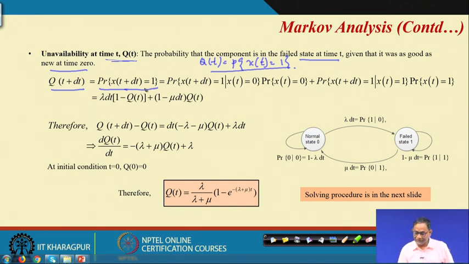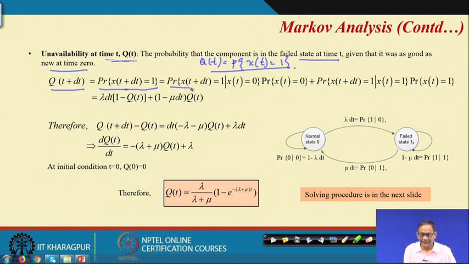So, if the component is unavailable at t plus delta t, what are the ways it can happen? One is that the component is normal, that is x t equals 0 at time t, and the transition has taken place to the fail state. Or it is already in the fail state at time t, and at t plus delta t it remains in the fail state. So these are the two things, and that is what is written here.